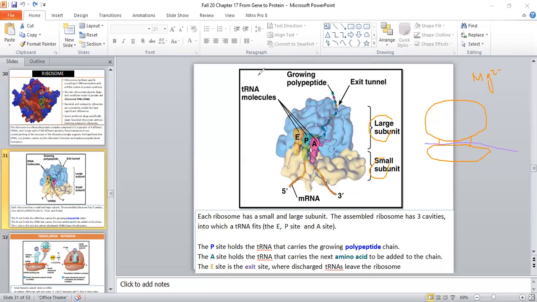But in the larger subunit, there is an additional thing. In the larger subunit, there are three components: A site, P site, and E site. This is important. A for additional, P for protein, and E for exit. So the larger subunit has three sites. E site for exit, P site for protein, and A for additional. You just remember this, okay?